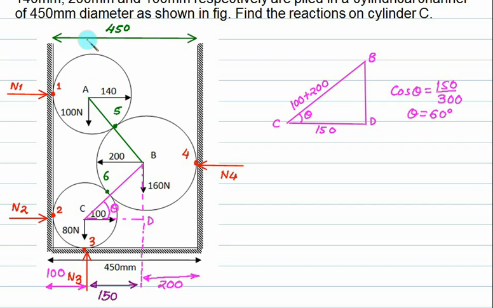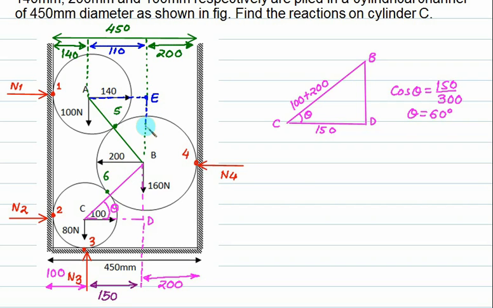Now project a perpendicular from point A. This distance equals the radius of cylinder A, which is 140. Now similarly draw one more perpendicular from point B. This distance equals the radius of cylinder B, that is 200. 200 plus 140 is 340. So this distance is 110. I can continue with my triangle, and I will call this point E.